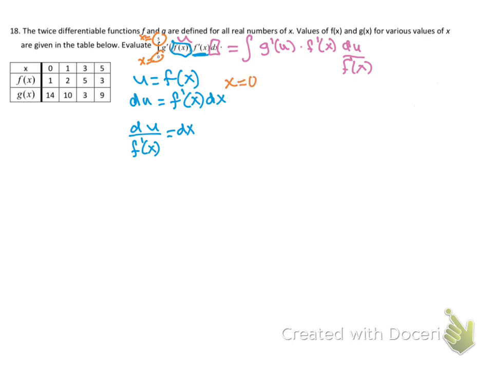My lower limit of integration I get by plugging 0 in for that u, so it's going to be f of 0. My upper limit of integration is going to be equal to f of 5. So I'm going to end up getting f of 0 down here, f of 5 up here. And you can see that you get something really, really complicated.